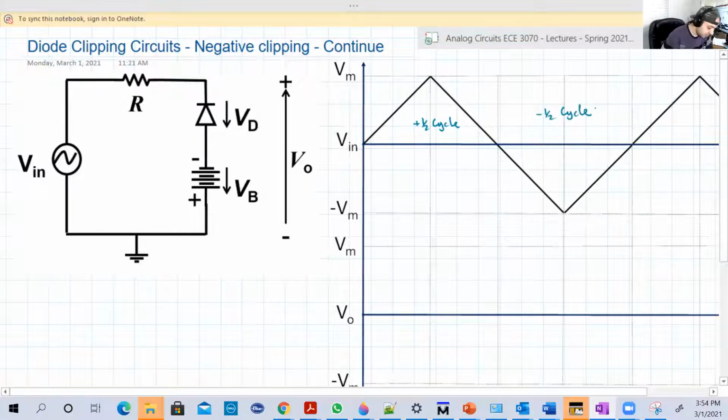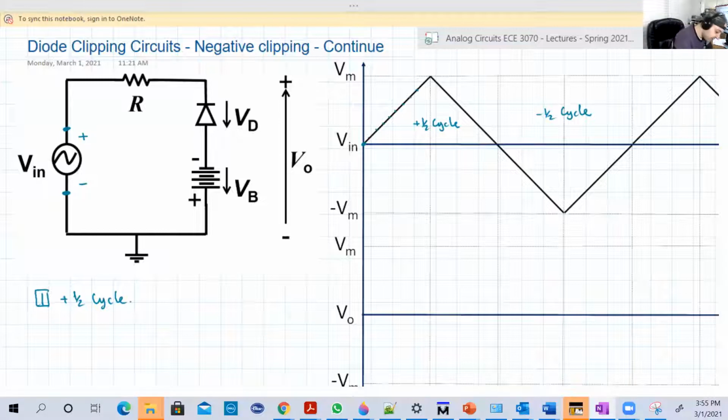Okay, so let's start with the positive half cycle. In the positive half cycle, the positive is here and the negative is here. Since this is an AC source, the voltage of that node is greater than the voltage of that node by this value, whatever the value. At t equal to 0, at the beginning, they have the same voltage. That's why the voltage difference is 0.